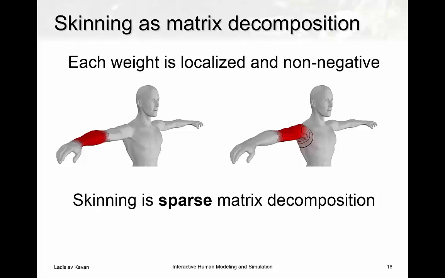The other reason we want these localized and sparse weights is efficiency, right? You have the limit that every vertex can have at most 4 transformations affecting it. If you don't have this locality, you have to do much more computation. If you have like 50 bones, you have to do 50 arithmetic operations as opposed to 4. And more importantly, you also have to fetch more data from memory. So there are many good reasons why you want this sparsity in skinning.